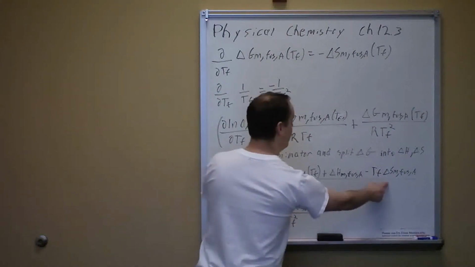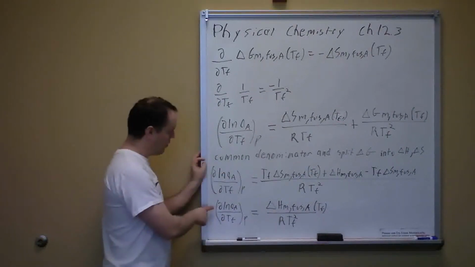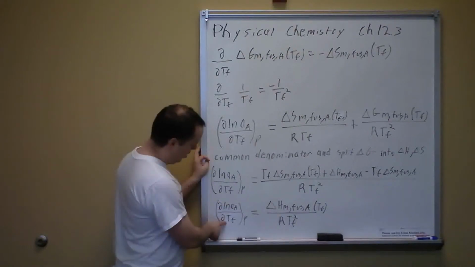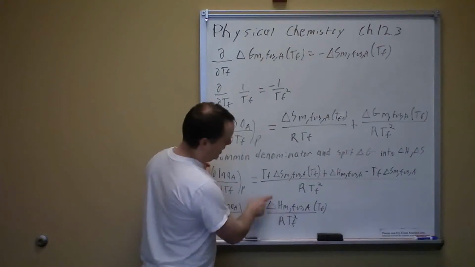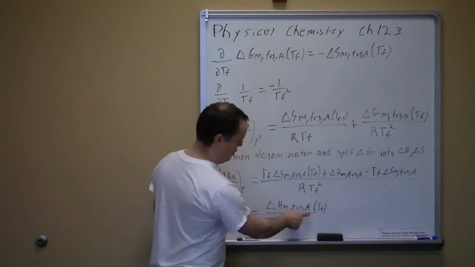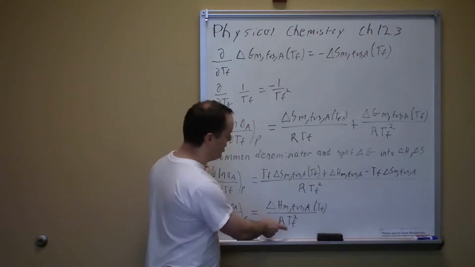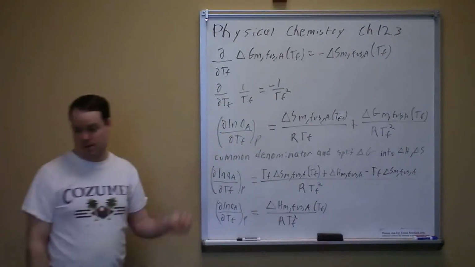Notice that these two terms are opposite, plus and minus, so they'll cancel out. So what we're left with is just the derivative of the natural log of the activity of substance A with respect to the freezing point temperature holding pressure constant. It's just the change in the molar enthalpy of fusion of substance A, pure A, at the freezing point temperature, divided by R times the freezing point temperature squared.